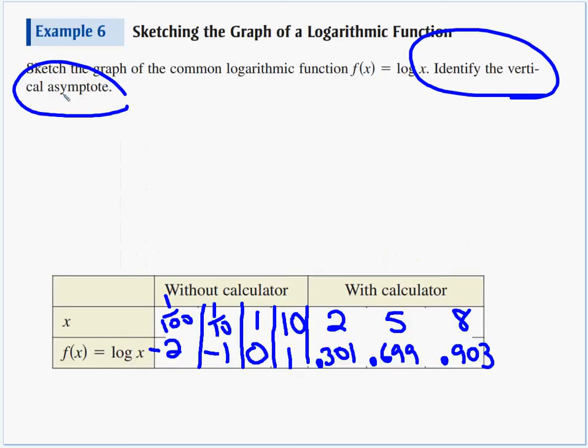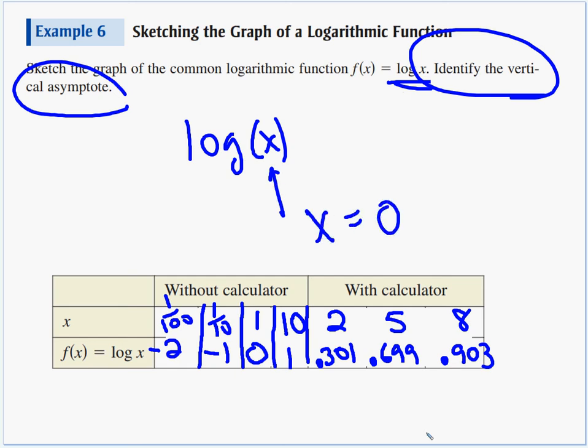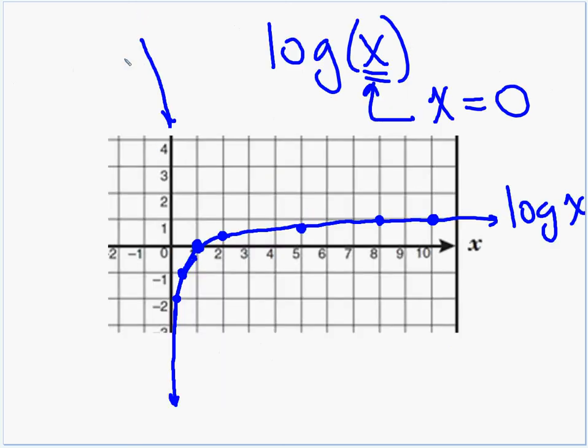So if we go back to here, identify the vertical asymptote. Again, this is log of x. We just set what's in there equal to 0, and that's our vertical asymptote. And the graph backed it up. X is 0, that's the y-axis, and we're not going to touch that y-axis with our function.